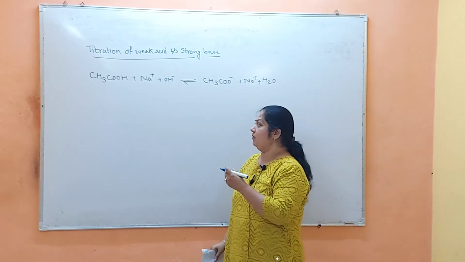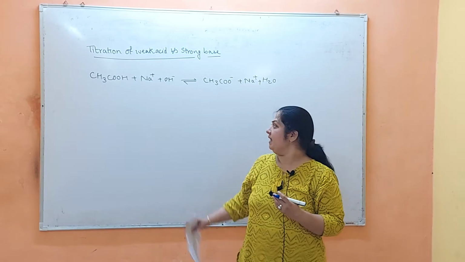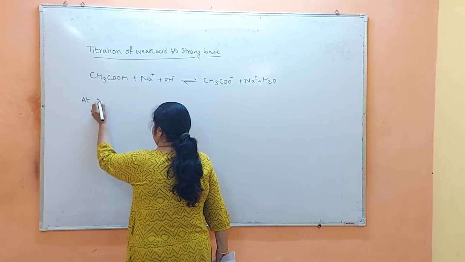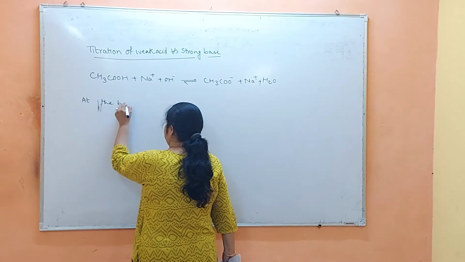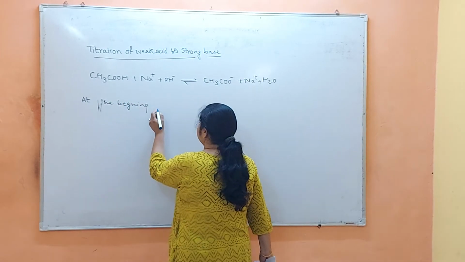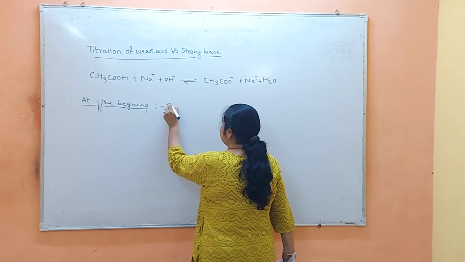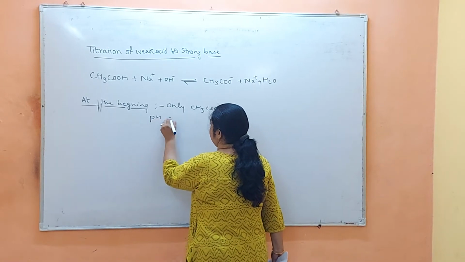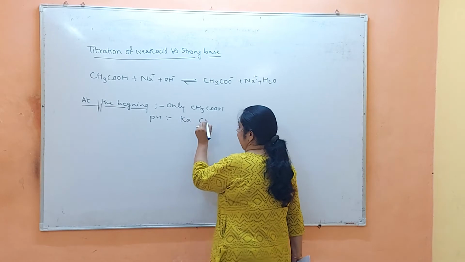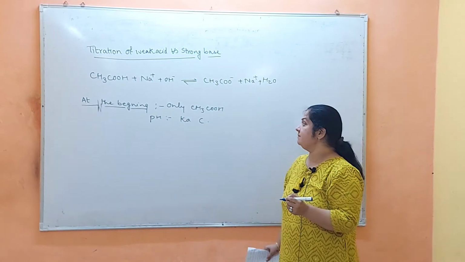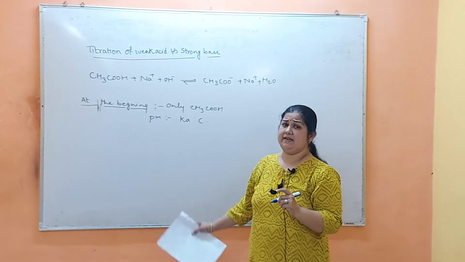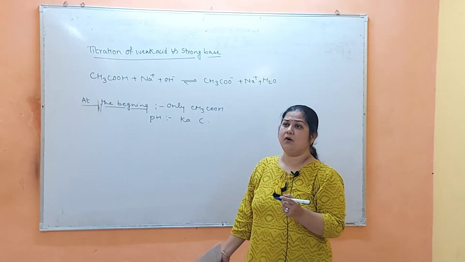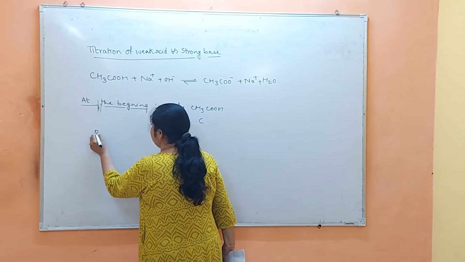Now see, at the beginning of the titration, there will be only acetic acid, so we can calculate the pH using the dissociation constant and concentration, that is Ka and C. Now as the titration proceeds, the concentration of acid will go on decreasing and the concentration of salt will go on increasing. So a buffer system will be set up.